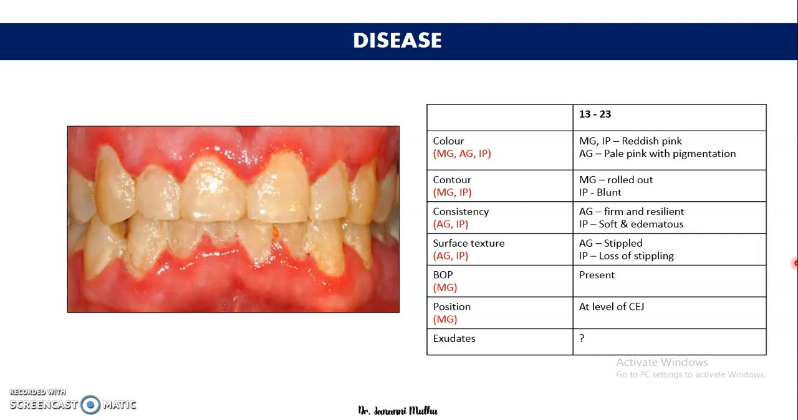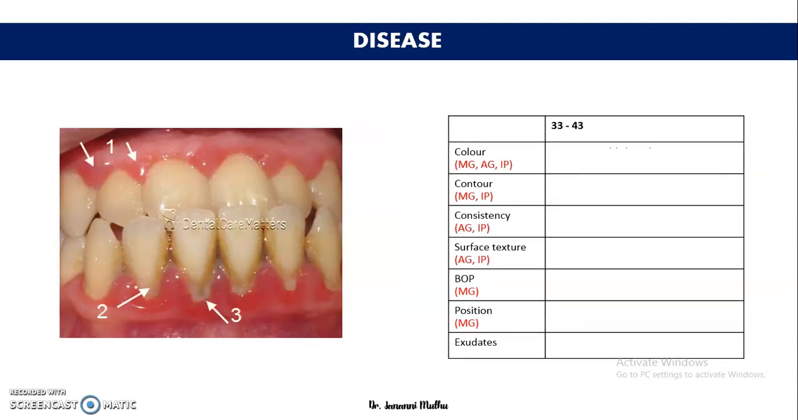Let's take a look at another example. Here let's see the findings from 3-3 to 4-3. The color, both the marginal gingiva as well as the interdental papilla are reddish pink, whereas attached gingiva is pale pink. The marginal gingiva is scalloped and the interdental papilla is blunt. Looking at the consistency, both attached gingiva and the interdental papilla are soft and edematous. And there is loss of stippling both in the attached gingiva and interdental papilla. Bleeding on probing definitely will be present.